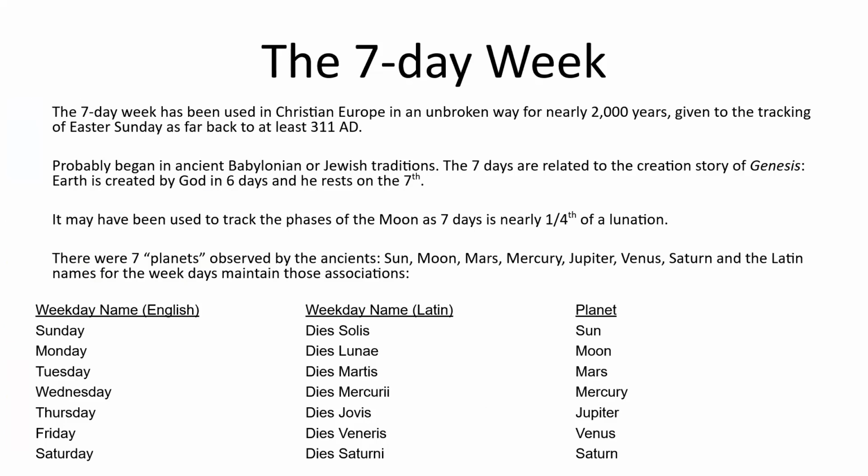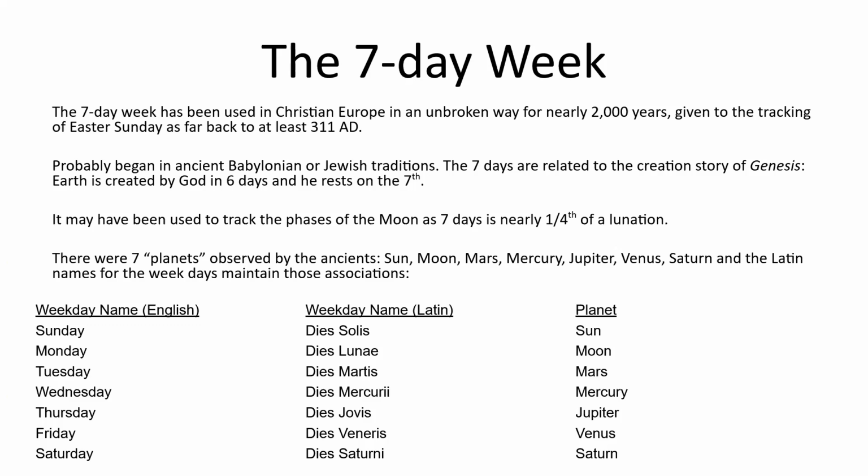It's worth noting that the Julian calendar also uses a smaller period than the months, known as a week. There are 7 days in this week, and this 7-day week is pretty ancient. It's been used by Christian Europe for nearly 2,000 years, and may even predate it in ancient Babylonian or Hebrew traditions. It's quite possible that the 7 days of the week are related to the ancient Hebrew story of creation in the book of Genesis, in which the earth is created in 6 days, and the creator uses the 7th day as a day of rest. And so the days of the week are often thought of as representing that mythological story.